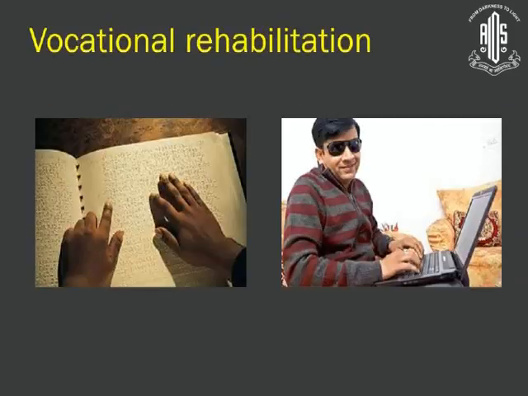Vocational rehabilitation is an integral part. For some time, we used to wonder what the opportunities for vocation for the blind were. The most common answers we get are they could work as telephone operators, they could work as some craftsmen or some other jobs like that. And this is a blind IAS officer from India, and there is no limitation to the heights they can achieve. It is possible even with visual impairment.